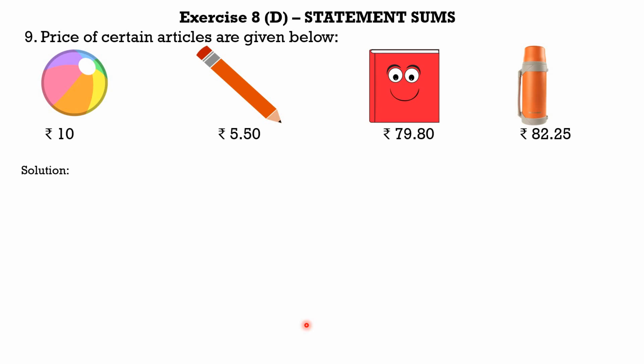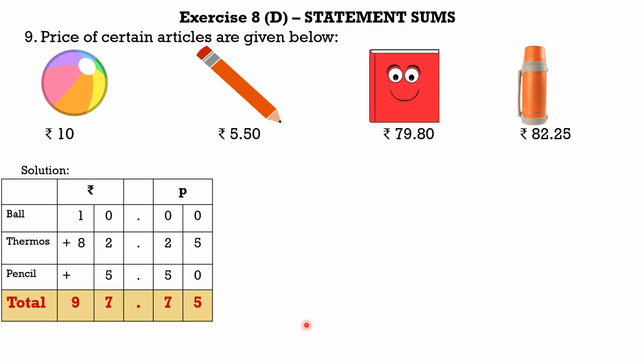Moving to the ninth sum, prices of certain articles are given below. So we have certain articles given here: a ball for rupees 10, a pencil for rupees 5.50 paise, a book for rupees 79.80 paise, and the last one is a thermos for rupees 82.25 paise. So they have told us to add a few of these articles and find out how much the total is.